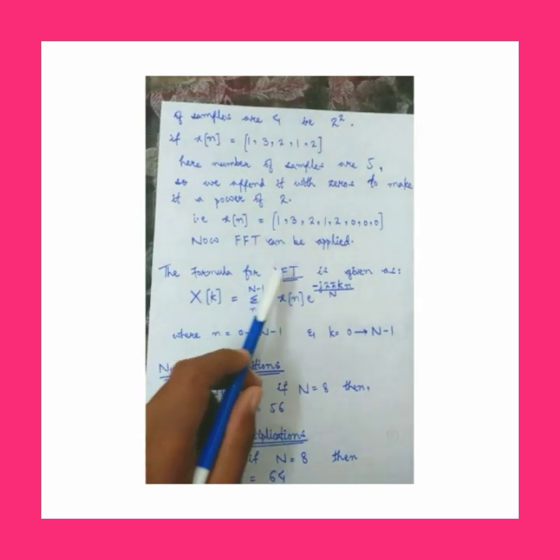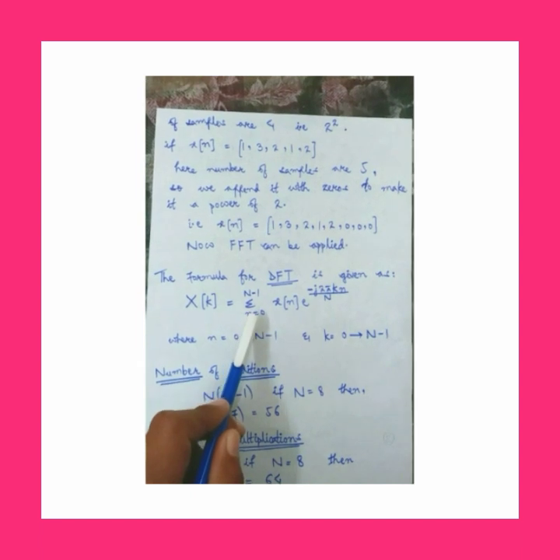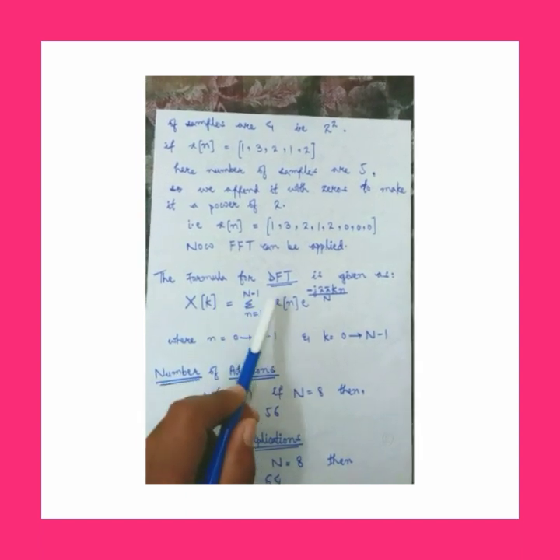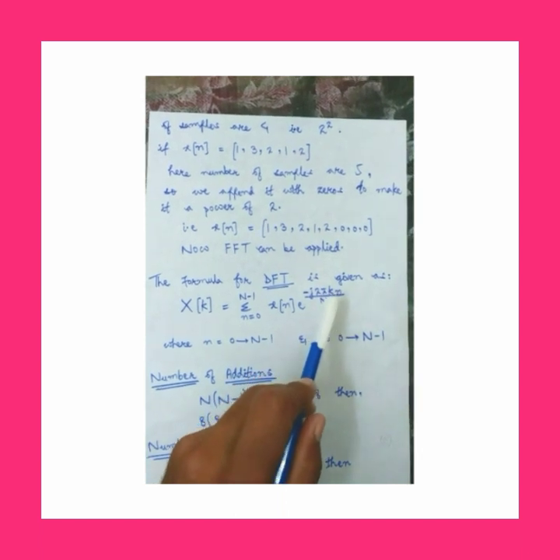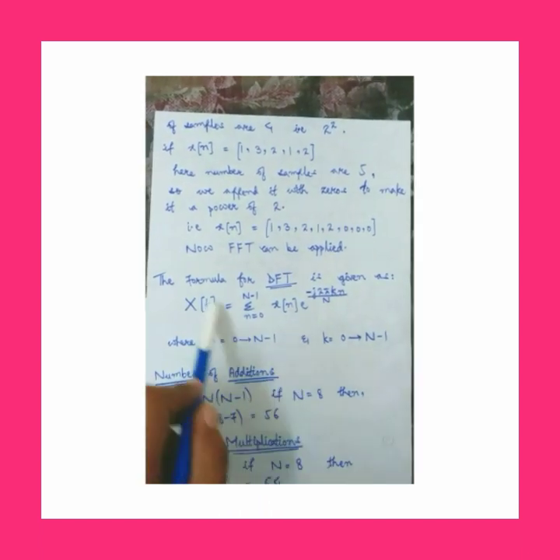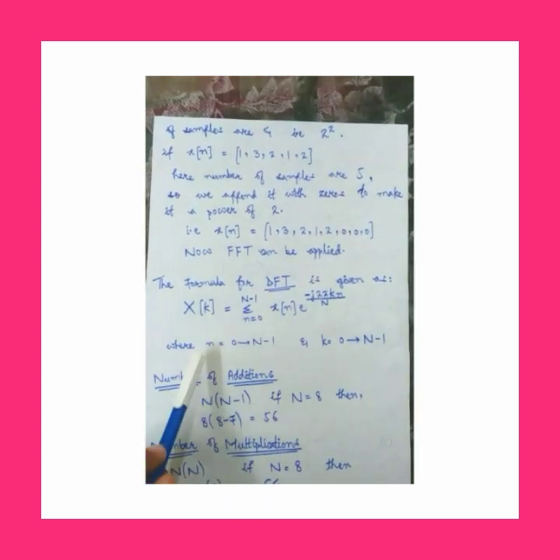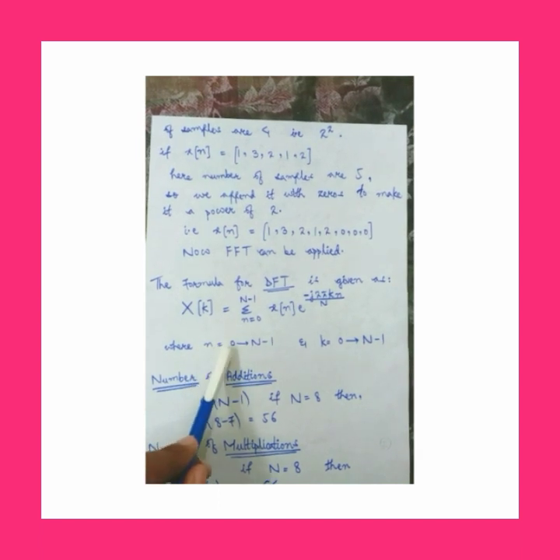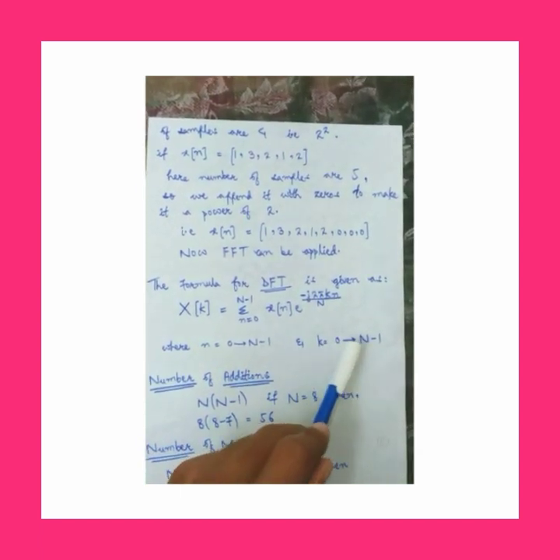The formula for DFT is given as X[k] is equal to summation n equal to 0 to N minus 1 x[n] e raised to power minus j 2 pi k n divided by capital N. This formula we have discussed in the previous lecture in detail, so you may be familiar with this one, where n goes from 0 to N minus 1 and k goes from 0 to N minus 1.